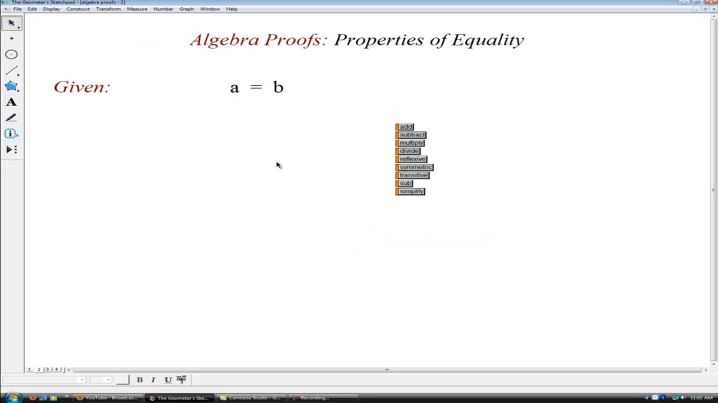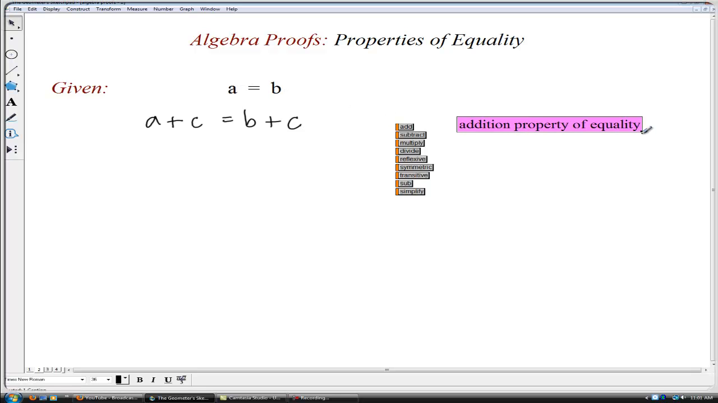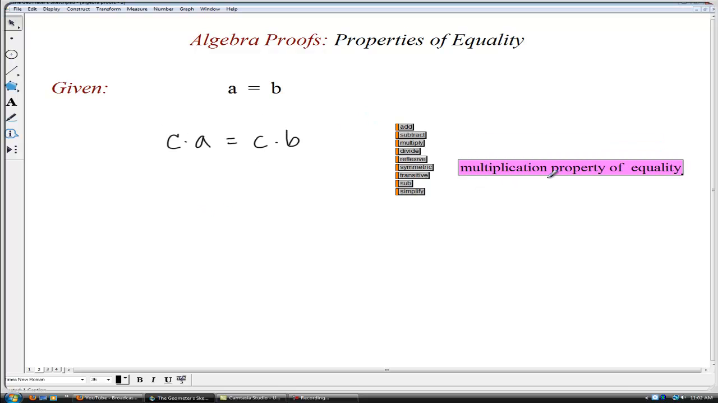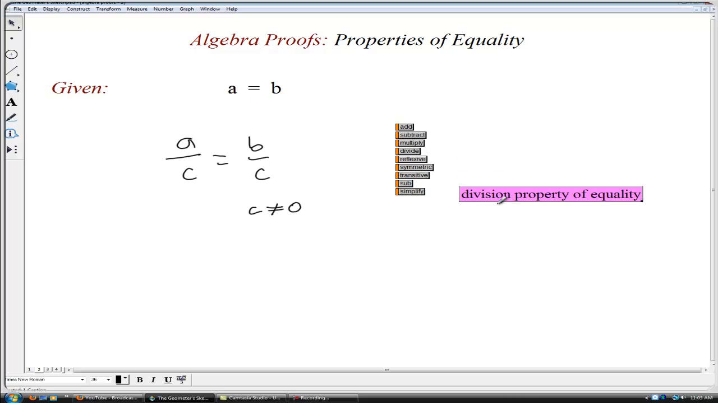Alright, here's a quick review of properties from algebra. Given that we do have an equation where left side equals right side, in this case we're calling it A equals B. Addition property of equality, I can add the same thing to both sides of an equation. Subtraction property of equality, I can subtract the same thing from both sides of an equation. Multiplication property of equality, I can multiply both sides of an equation by the same value.